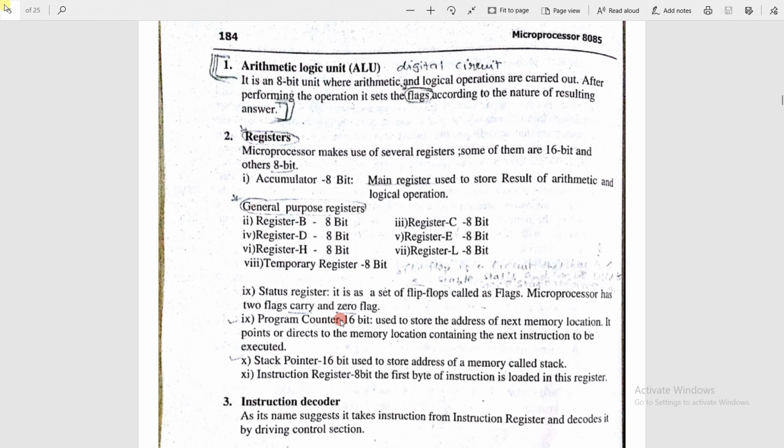Then stack pointer. Stack pointer is also 16-bit, which is used to store the address of a memory. But the purpose of the stack pointer is, for example, there are 5 instructions in series to be executed to perform some particular task, to perform some particular operation. I am on the second instruction. The first instruction has been executed. My next instruction is in execution.